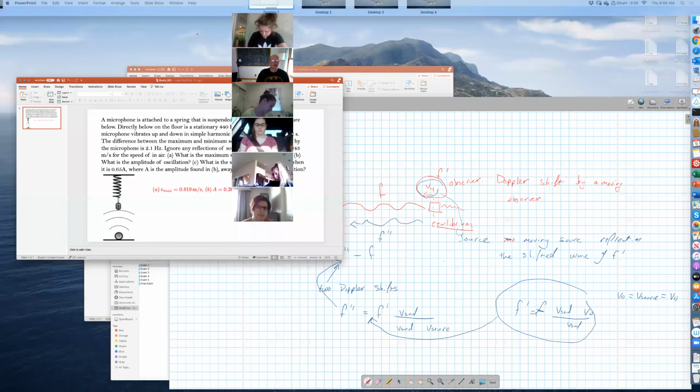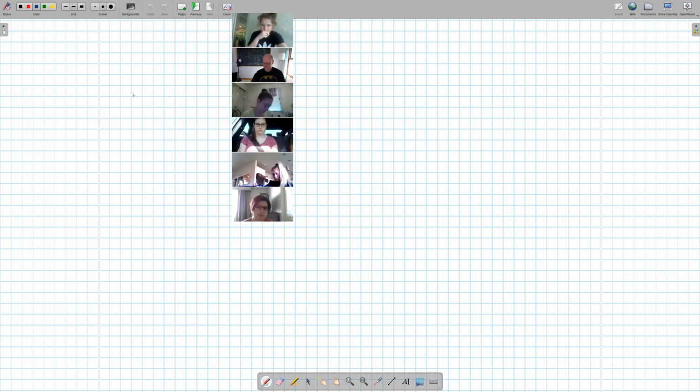So let's talk about the second one. So this is going to be group 6. I don't have that much time. So basically here, this is my microphone. In this case, when it's moving downward, this is shifted upward, so I'm going to get an F up. And then when it's moving away, I'm going to get an F down. And then the beat frequency is going to be equal to the difference between F up and F down. Okay.